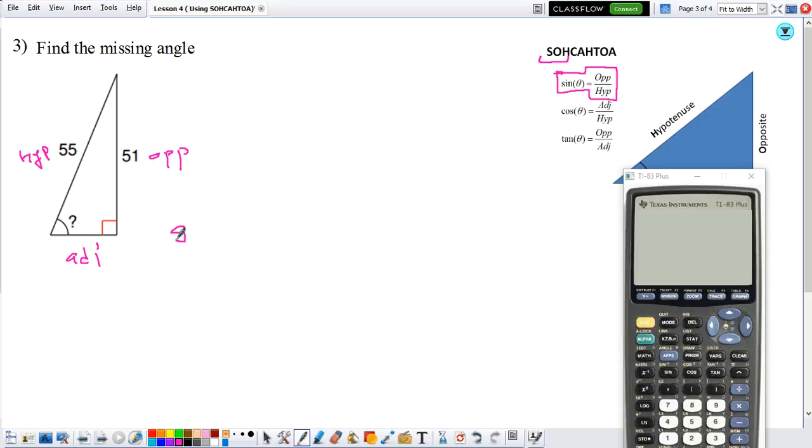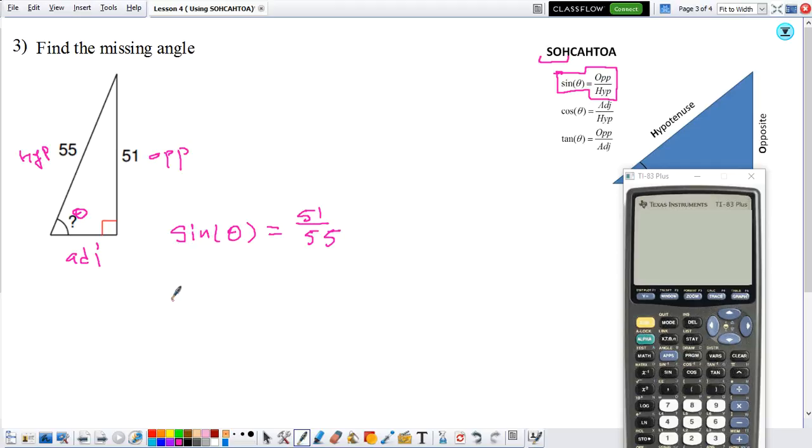We can have the sine of the angle, which is, we don't know the angle. This is what we're looking for here. That is equal to the opposite, which is 51, divided by the hypotenuse, which is 55.